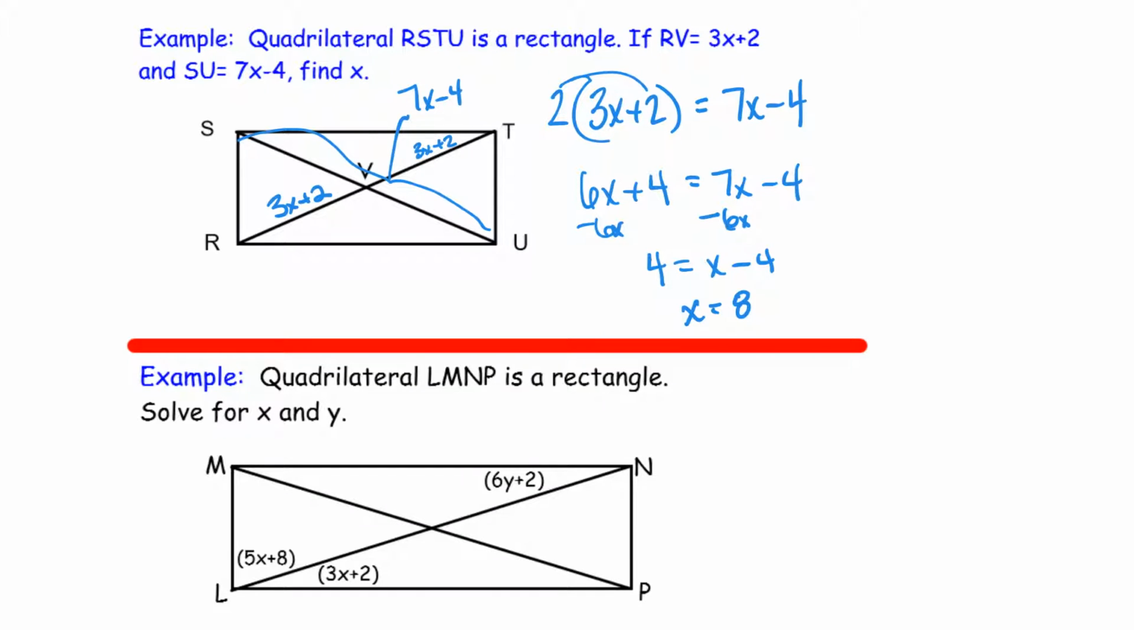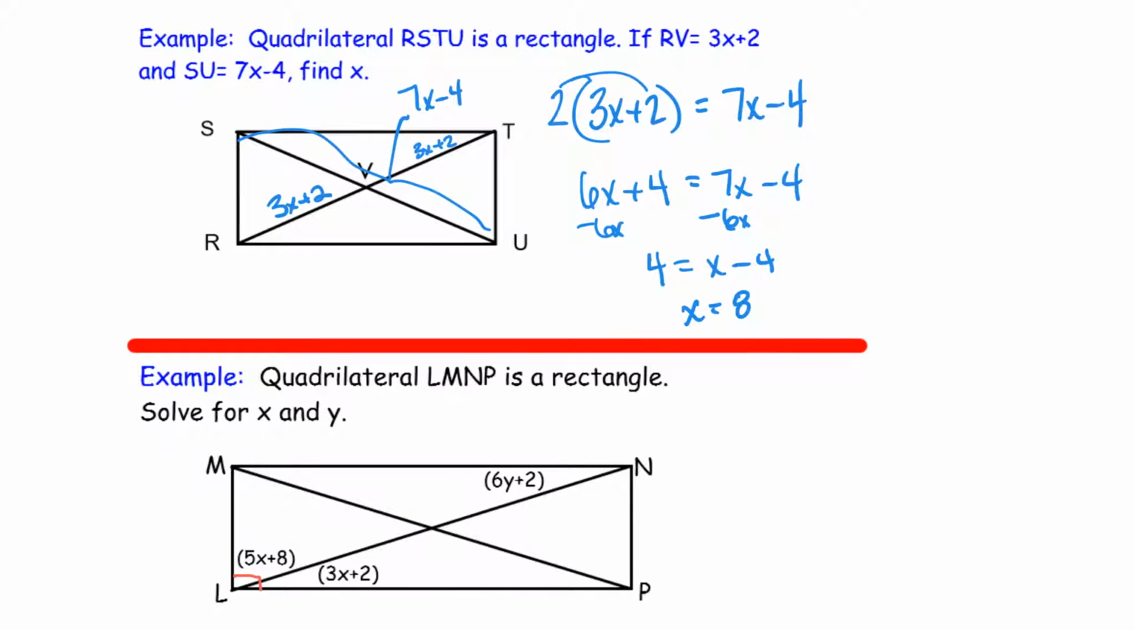All right, next, the second one down here. It says quadrilateral LMNP is a rectangle. We want to solve for x and y. Okay, so we need to remember in a rectangle we have right angles. So angle L there, that large angle L, angle MLP. So angle MLP right here. This is actually a 90-degree angle.